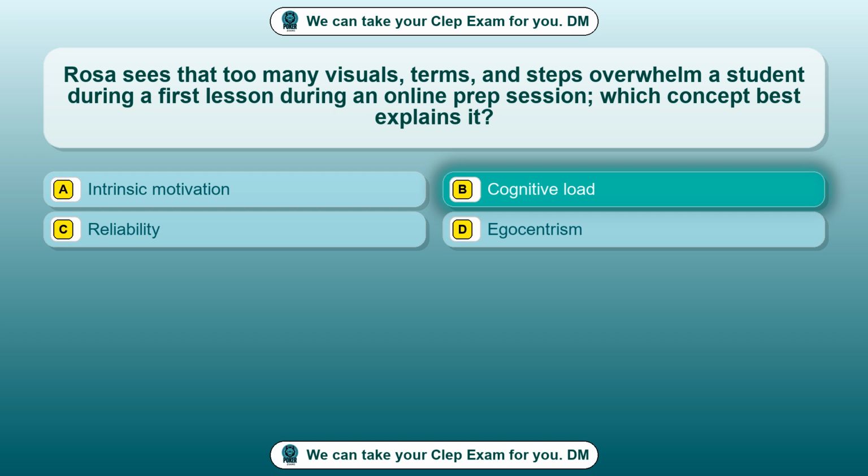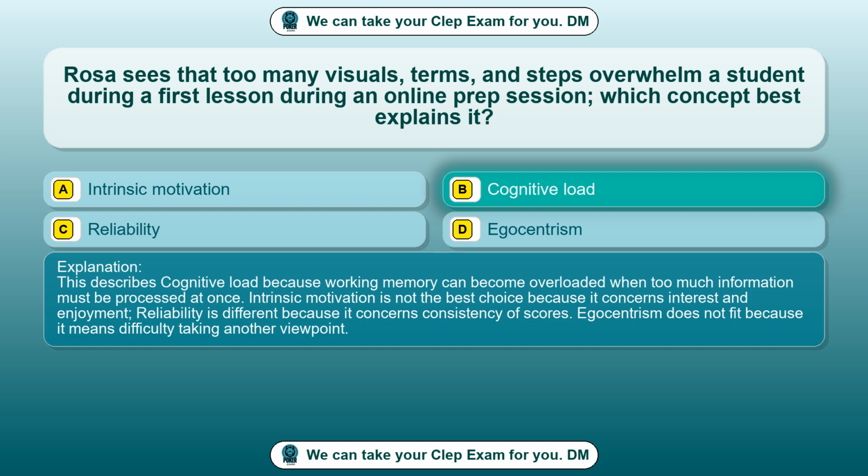Cognitive load. This describes cognitive load because working memory can become overloaded when too much information must be processed at once. Intrinsic motivation is not the best choice because it concerns interest and enjoyment. Reliability is different because it concerns consistency of scores. Egocentrism does not fit because it means difficulty taking another viewpoint.